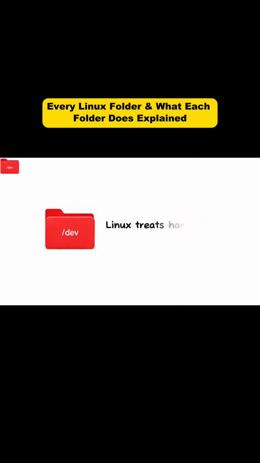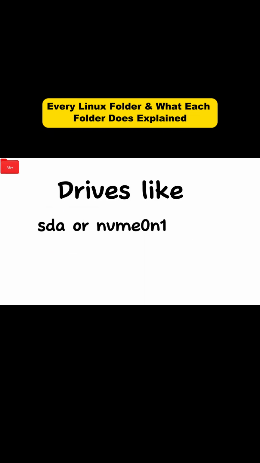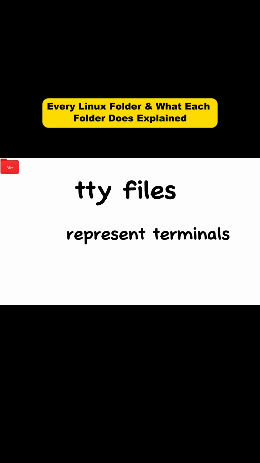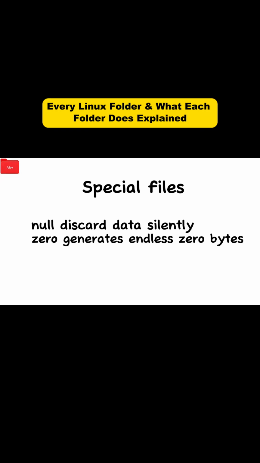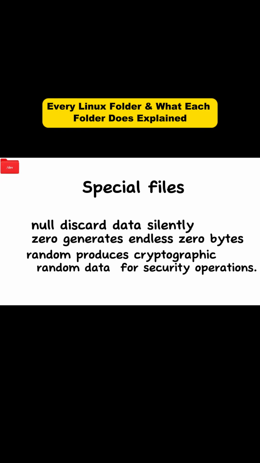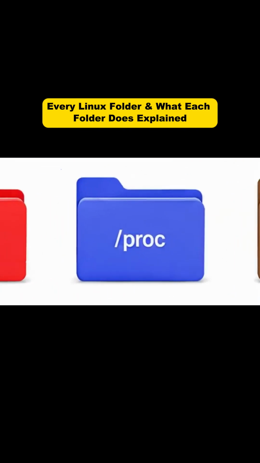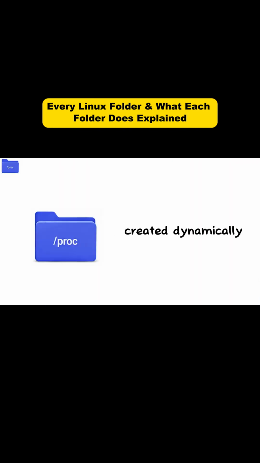dev directory. Linux treats hardware devices as files, and this directory is where those device files appear. Drives like sda or nvme0n1 represent physical storage devices, while tty files represent terminals. Special files like null discard data silently, zero generates endless zero bytes, and random produces cryptographic random data for security operations.